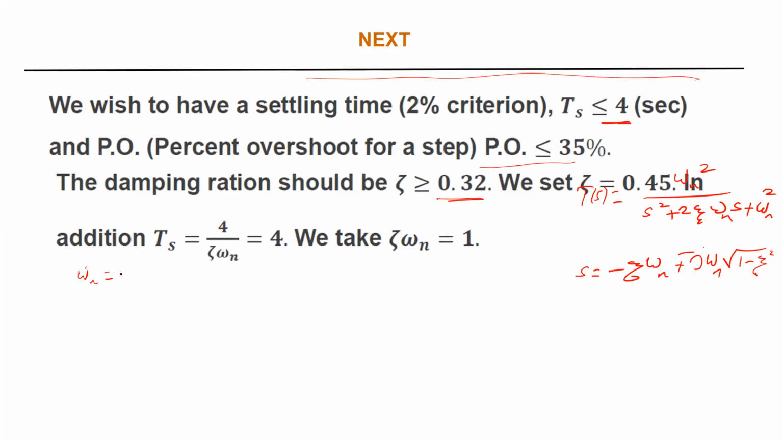basically, well, look, before we go with the 4, it's going to be 1 over zeta. In any case, minus zeta omega n, clearly zeta omega n equals 1, which means that this is minus 1. Plus or minus, if you calculate omega n root of 1 minus zeta square with these values, it is approximately 2, j2. Okay, so my desired pole locations are at minus 1 and plus or minus j2.